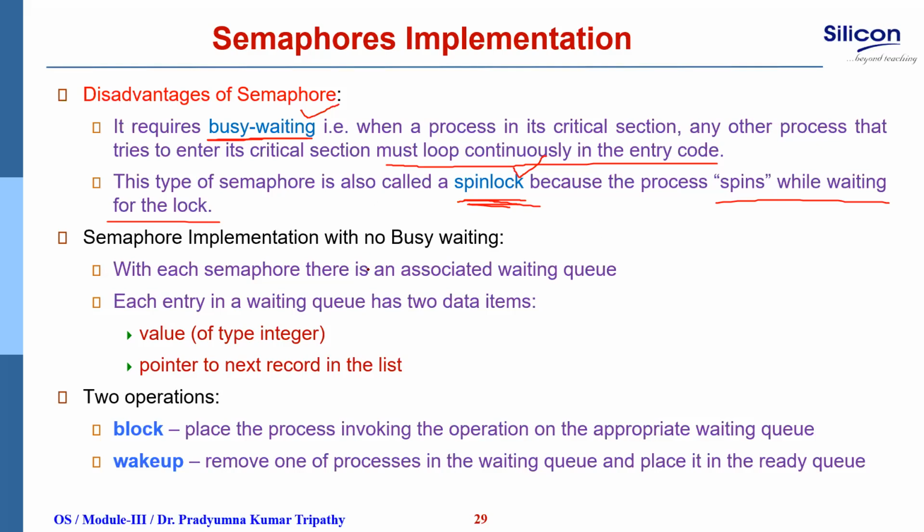So what are we going to discuss? One of the problems is busy waiting. So can we have a semaphore implementation with no busy waiting? Yes, it can be, if you implement a waiting queue associated with each semaphore. For that, we'll take a structure which will have two things: one is value, another is pointer to the next record. And this will have two functions, block and wake up.